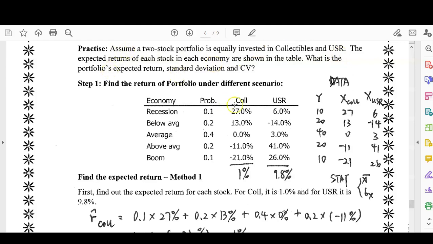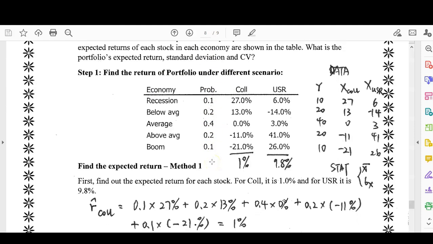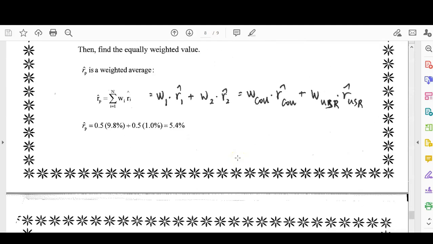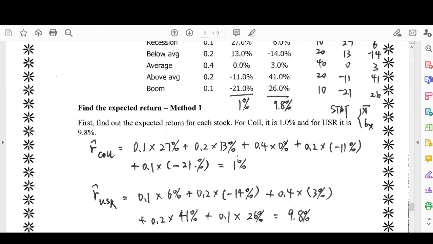And we know the expected returns of these 2 stocks in each economy scenario for 5 economy status. We know the probability of each scenario. What is this portfolio's expected return, standard deviation, and coefficient variation? Okay, so to find the return of the portfolio under these 5 different scenarios, we can use two methods. Okay, I listed 2 methods here.